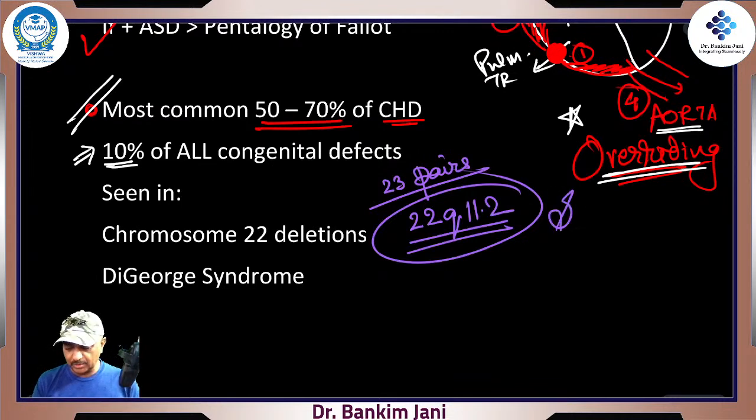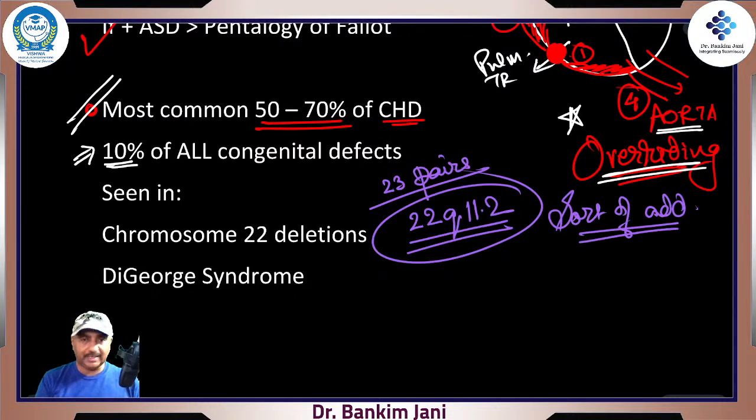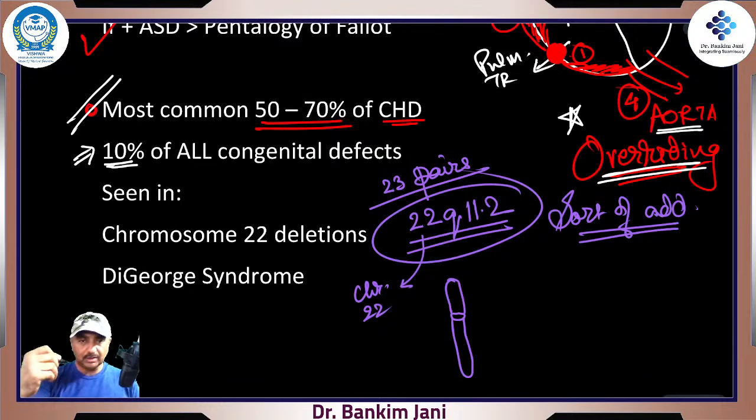This is a sort of address. So 22, that is easy, right? Chromosome number 22. And when we draw a chromosome, there is a long and a short arm. This above is the short arm. The short arm is called P, and this long arm is called Q. So yes, we are talking about Q.